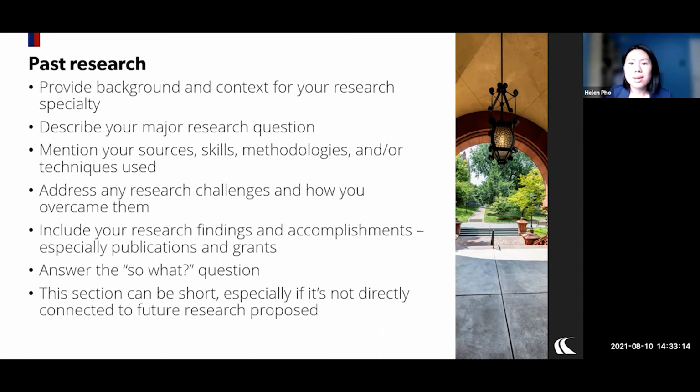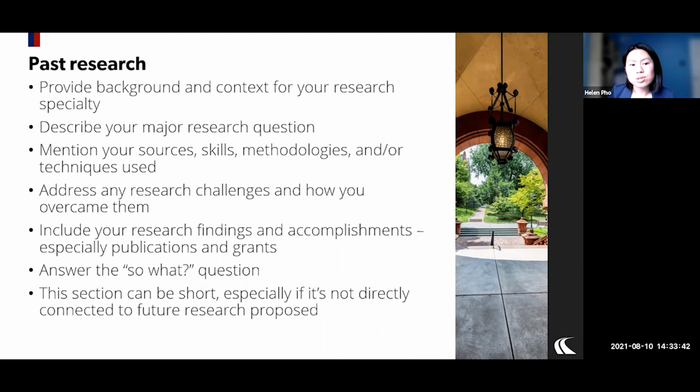If you had encountered any research challenges of any kind, you can mention them. I would say mention them briefly. You don't want to overdo the research challenges part, but you do want to mention them and talk about how you overcame these challenges. Always important to talk about those research findings and accomplishments, especially in terms of publications and grants.